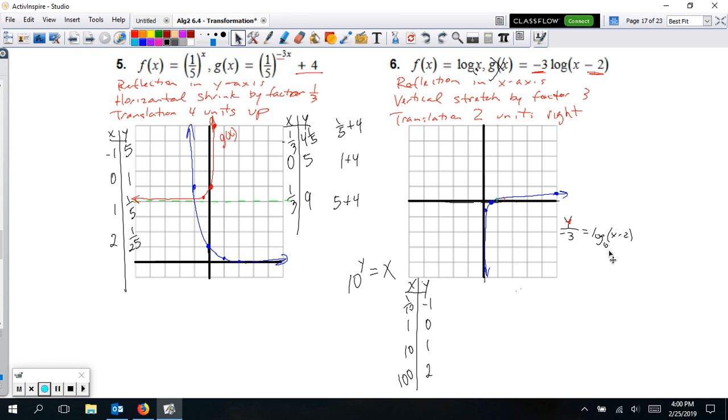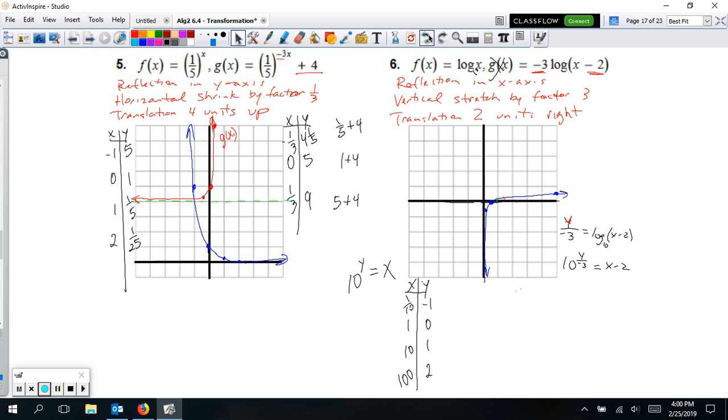So now I can put it in exponential form, where this is log base 10 again, and I wrote the 10 down here, log base 10, and they are in the same base, that's why we're able to do this. So log base 10 of this exponent, y over negative 3, is equal to x minus 2. So that's my exponential form.